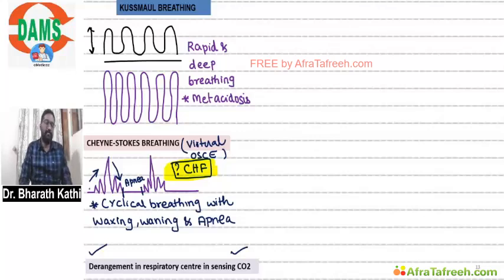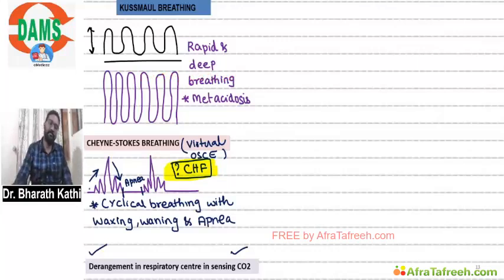It generally happens in CHF due to derangement in sensing carbon dioxide. So this can be asked in an OSCE. They'll give you a picture like this. What is this? Explain this type of breathing, and where do you see this commonly in congestive heart failure?